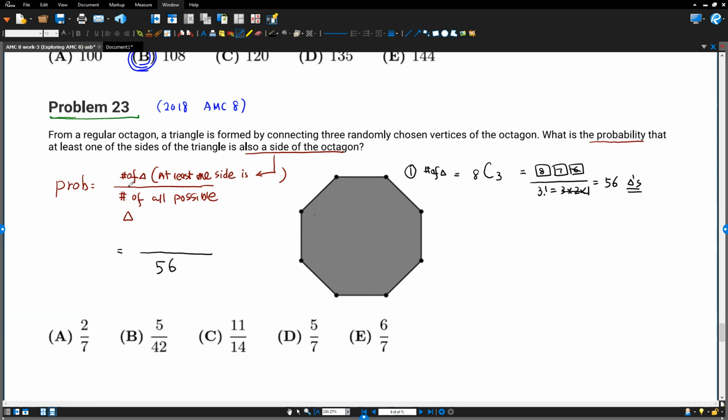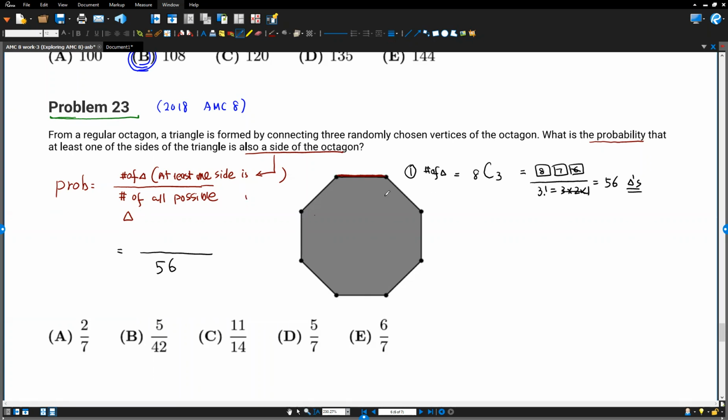But we're going to find the special triangles: those with at least one side on the octagon. That's the second question. In this case, we can try this one. If we choose this point, at least one side is what?